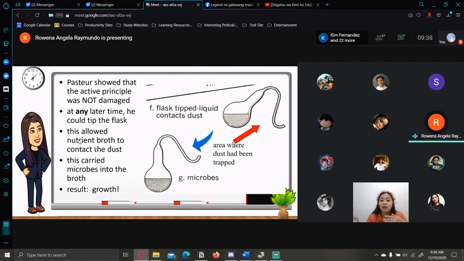Okay, if ever you have experience, pag tinilt mo yung baso ng tubig na merong tubig, of course, pag tinilt mo siya, siyempre mag-move yung water sa loob. And possible na kung ano man yung microorganism na nandun sa medyo taas ng baso, magkakaroon siya ng contact with the broth or ng water na naandun. Okay? So, anong nangyari? Dahil tinilt niya, nag-move yung liquid, yung broth, and then nagkaroon siya ngayon ng contact doon sa microorganism or doon sa dust na may kasamang microorganism.